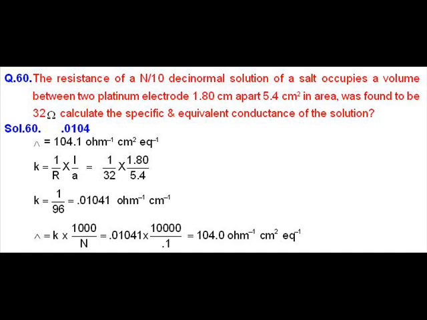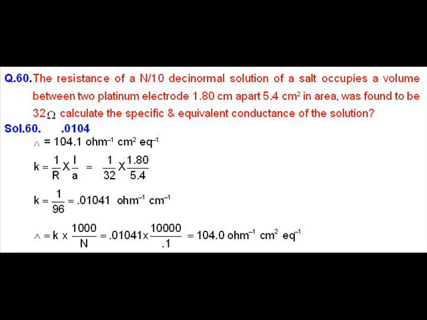Now we know that the specific conductance of any solution is given as 1 upon R multiplied by L by A, that is the cell constant. So here resistance is given as 32 and L is given as 1.8 centimeter and area is given as 5.4 centimeter square. Substituting all the values, we will get the specific conductance as 0.0104 ohm inverse centimeter inverse.